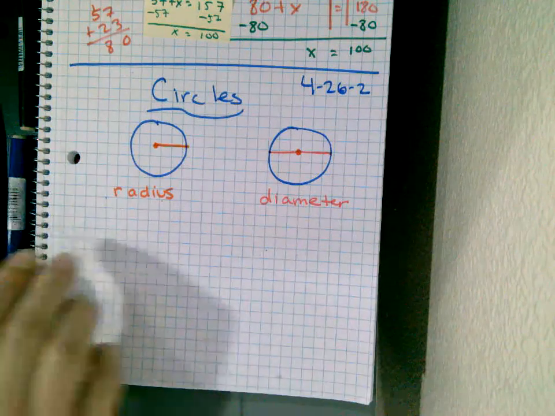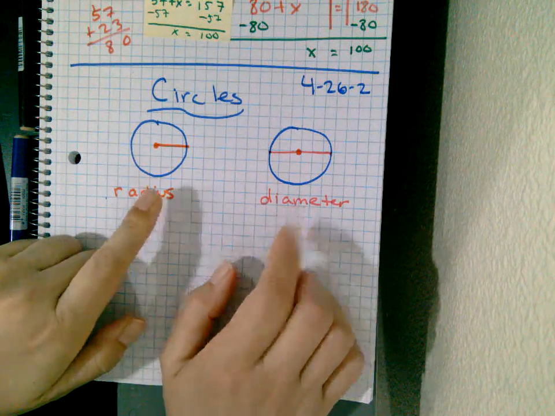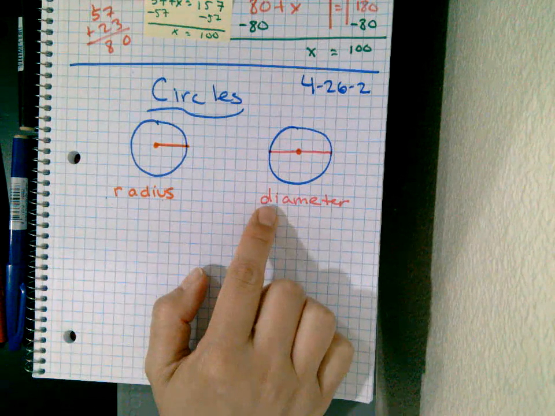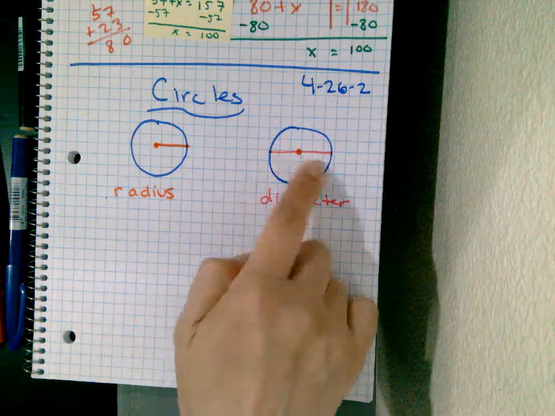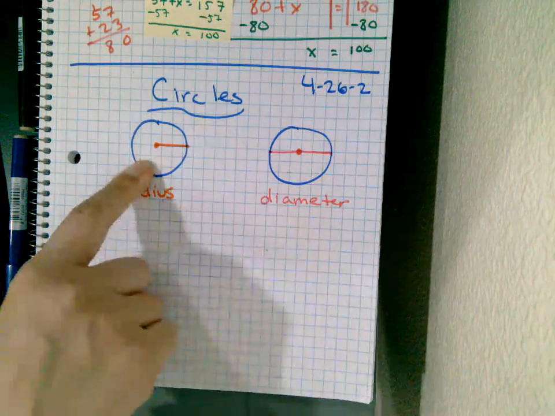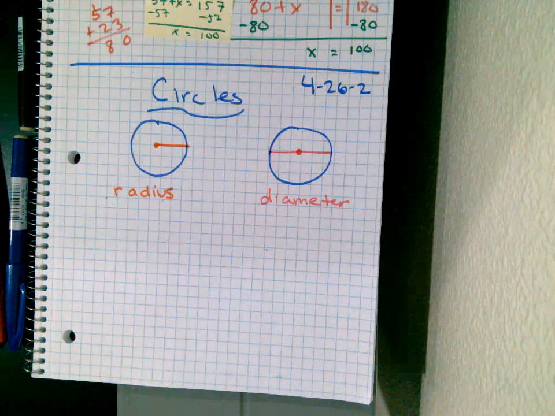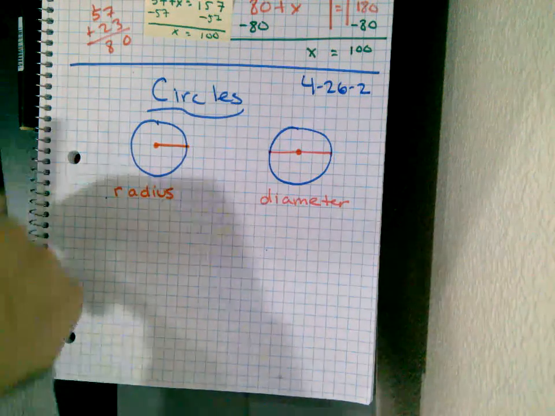Okay? And there is a relationship between these two. The radius is half of your diameter. Radius is half of this, or diameter is double the radius. However you want to think about it. Some people like to divide, some people like to multiply. All right, so here's the relation.